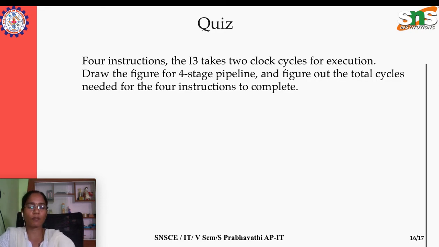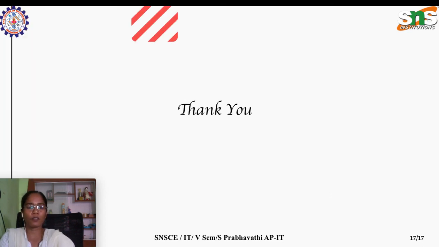We'll see it in the next topic, and based on today's discussion, just complete this quiz and post it in the Great Learning. 4 instructions are there, and instruction 3 takes 2 clock cycles of execution, and assume the other instructions take only 1 clock cycle for each stage of the pipeline. So instruction 3 alone takes an extra clock cycle for execution. So for this, just draw the 4-stage pipeline and figure out how many clock cycles it takes to complete all 4 instructions. That's it about today's topic, and I'll meet you in the next topic.